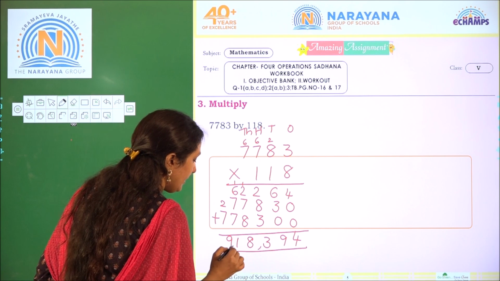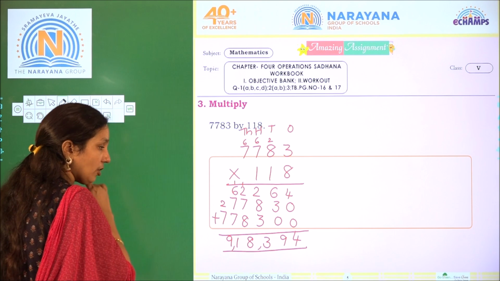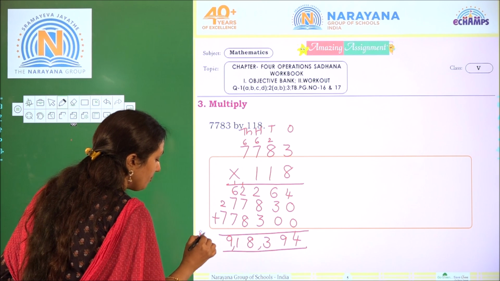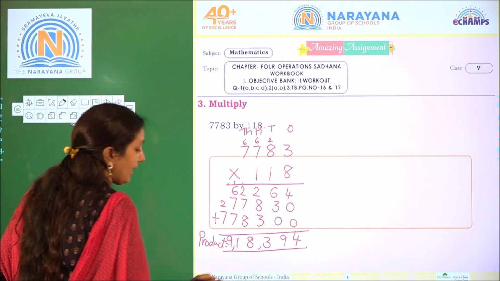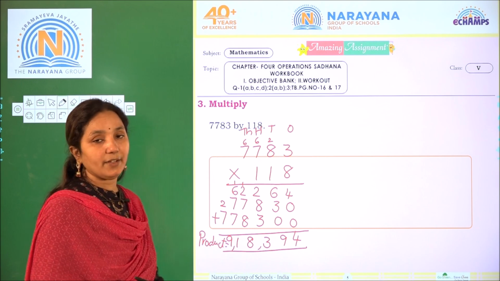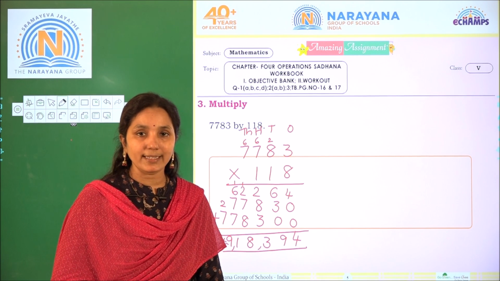So the product is 9,18,394. Got it, children? Once again practice. Thank you.